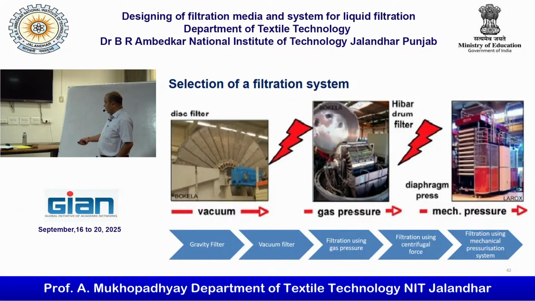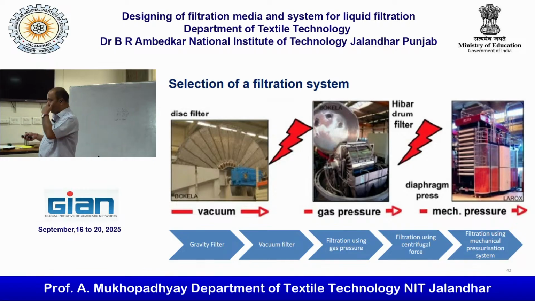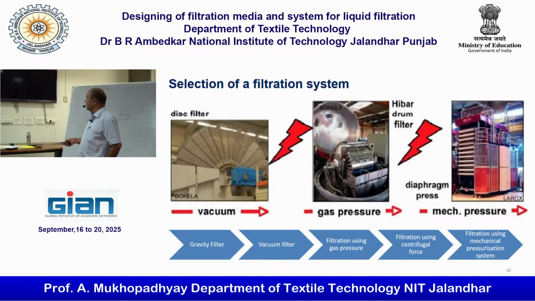Now the same thing again I am repeating, like selection of filter system. Gravity filter, if the sludge content is less, in that case we can go for gravity filter, then vacuum filtration, then gas pressure system, centrifugal, and the mechanical pressurization system can deal with the large dirt concentration. Solid concentration is more, in that case mechanical pressurization can work.